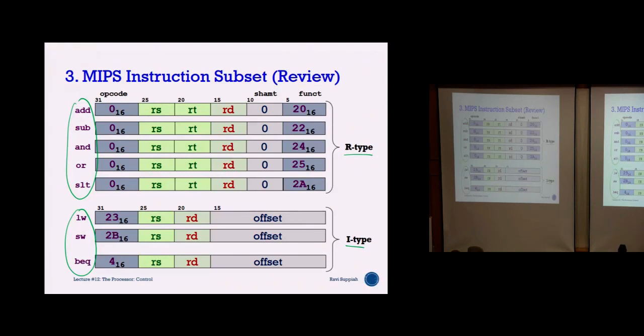Now, if I look at this subset, what can we observe? We observe that in these R-type instructions, all the opcodes are 0, correct? And I can use the function field to differentiate the type of instruction that I have. And for load word, store word, I have some values here that I can also look at to differentiate whether it's an R-type, and within the I-type, whether it's a load word, store word, or a branch.